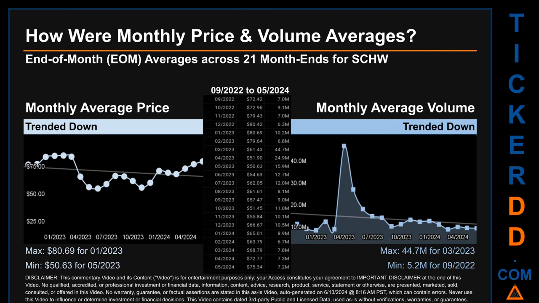How were price and volume averages for SCHW? Across 445 trading days, there were a total of 21 month ends, of which monthly averages for daily price and volume were calculated. Overall, monthly price average trended down while monthly volume average trended down. The maximum end-of-month average price was $80.69 for 01/2023 while the minimum was $50.63 for 05/2023. Looking at volume, 03/2023 and 09/2022 respectively saw the highest and lowest monthly average volume at 44.7 million and 5.2 million.